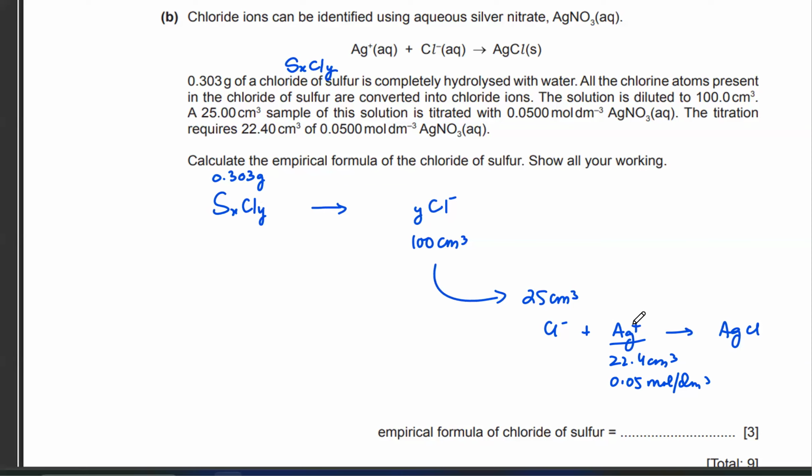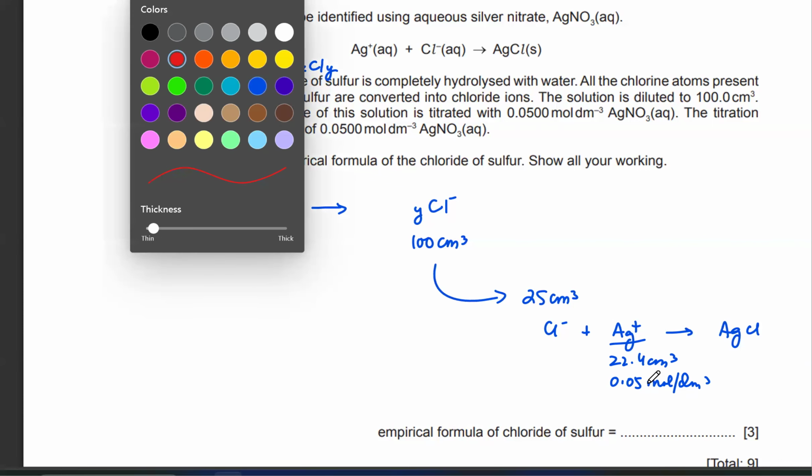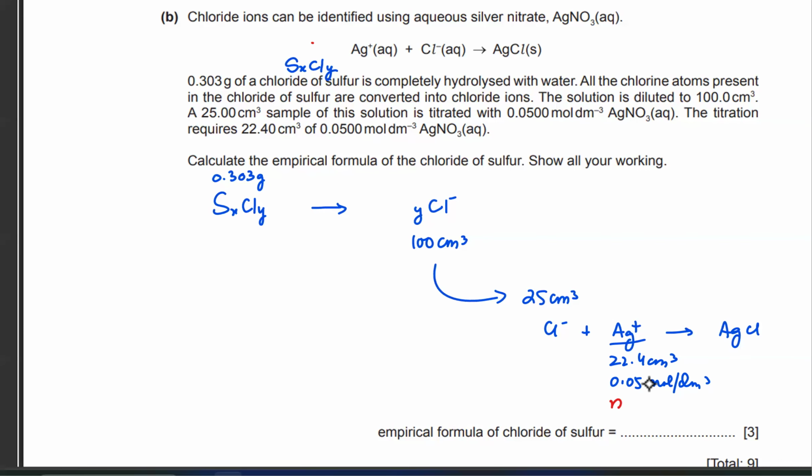So can you tell me how many moles? Because you don't know what the MR is, you can't find the moles of the chloride. The only moles you can find are of silver ions. Can you tell me how many moles of silver ions you have? 1.12 multiplied by 10 to the minus 3 moles, right? Concentration times volume. So Cl ions will also have exactly the same moles, 1.12 times 10 to the minus 3. It's 1:1. Okay, is that clear?